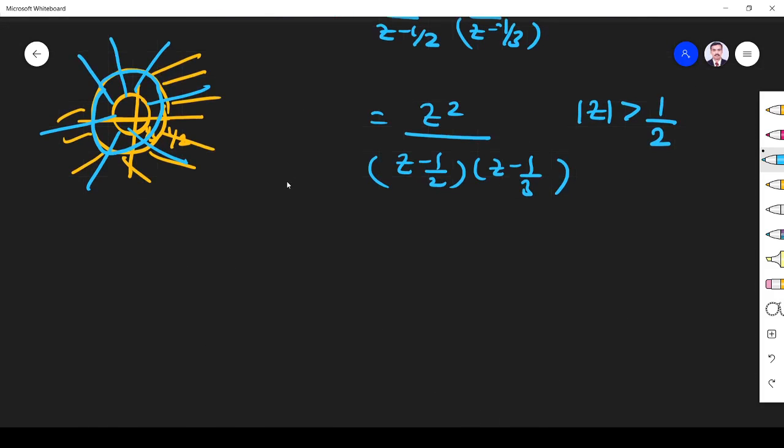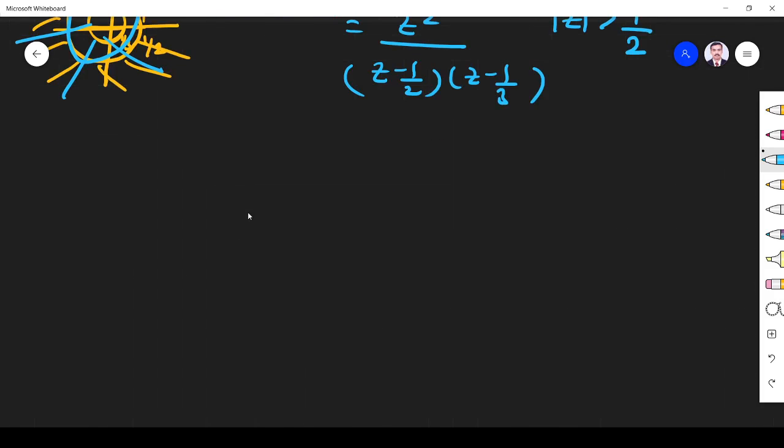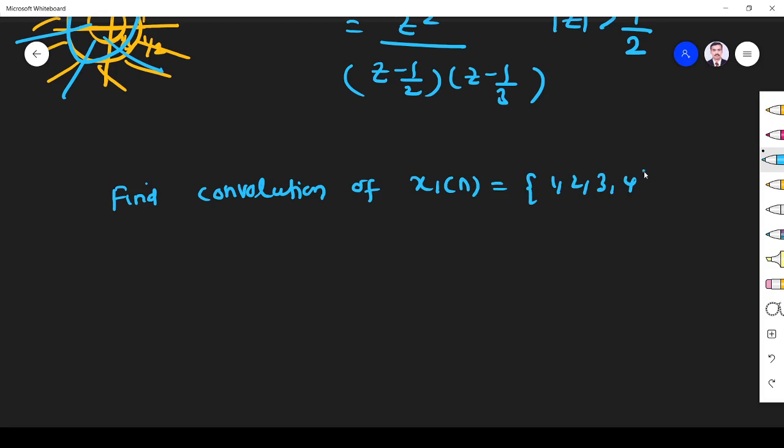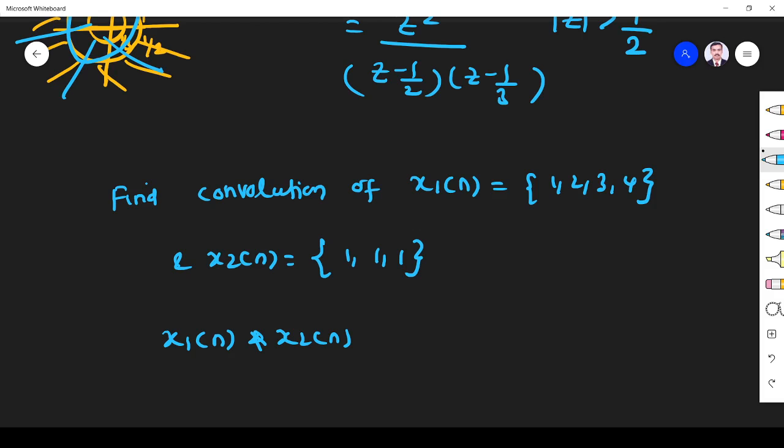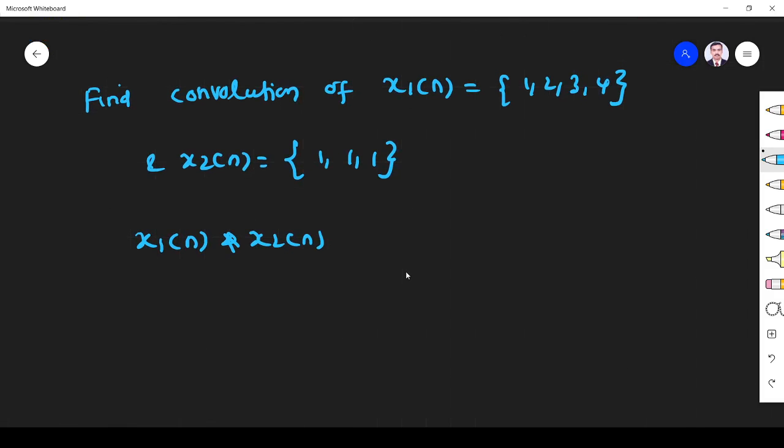So this is a simple problem. Okay, similarly we see one more problem. Find the convolution of x1 of n equal to 1, 2, 3, 4 and x2 of n equal to 1, 1, 1. That is what they ask. They ask us to find the convolution x1 of n star x2 of n. This one only I have to find, but by using the Z transform.